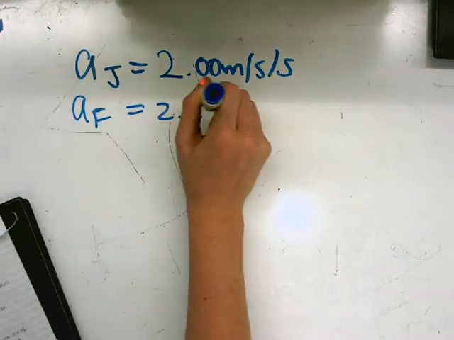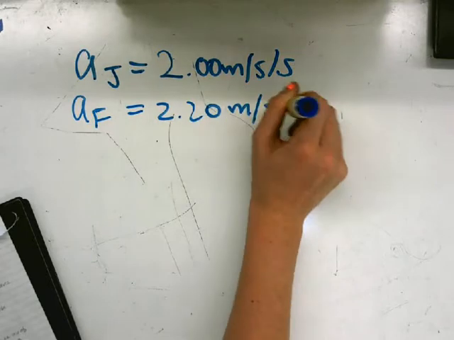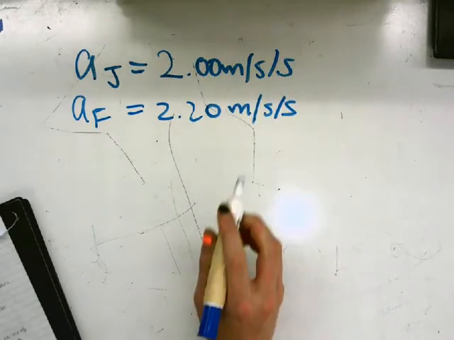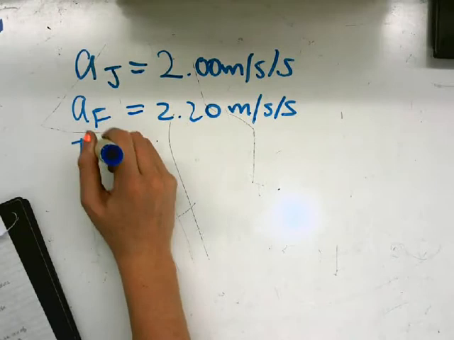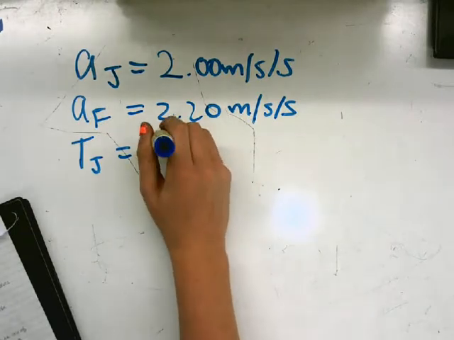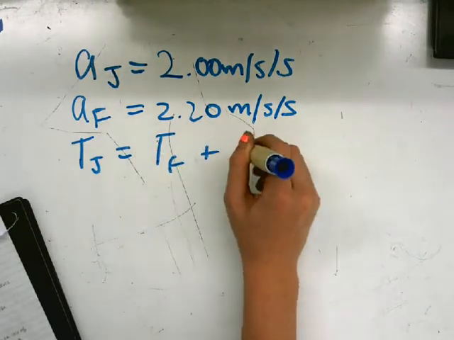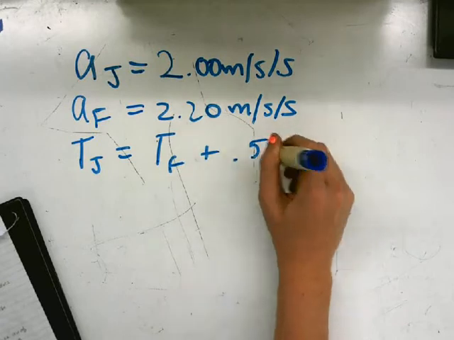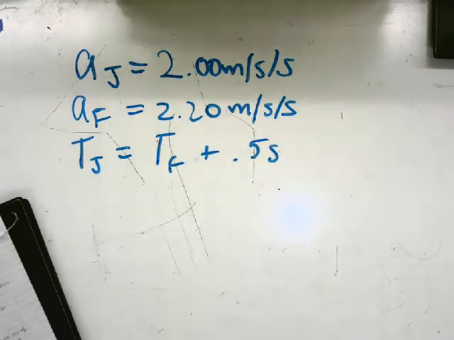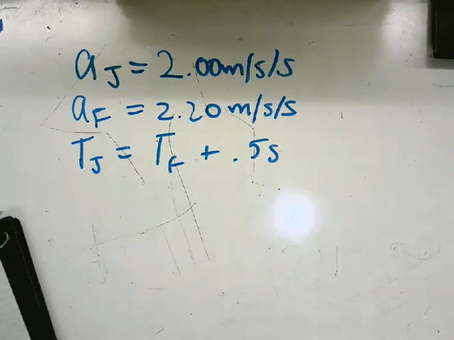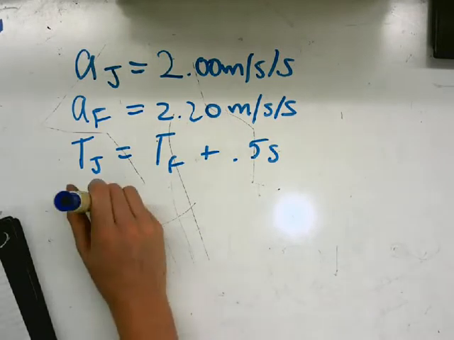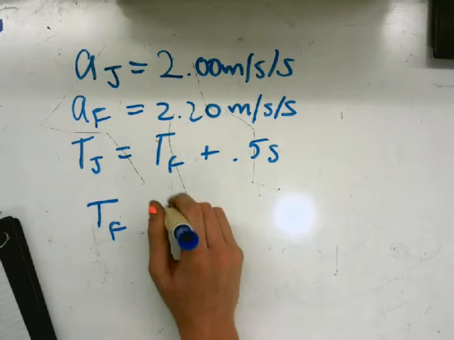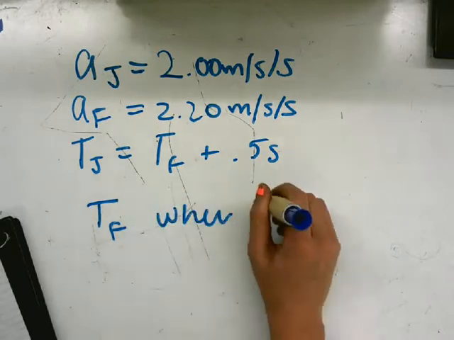and that the time of Jerry is the time of Jerry's friend plus 0.5 seconds. So, we're going to find how long it will take the friend to overtake Jerry. What we're trying to find is the time of the friend when the final position of Jerry is equal to the final position of Jerry's friend.